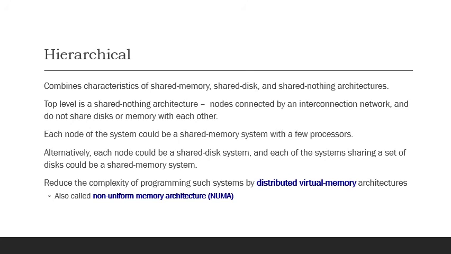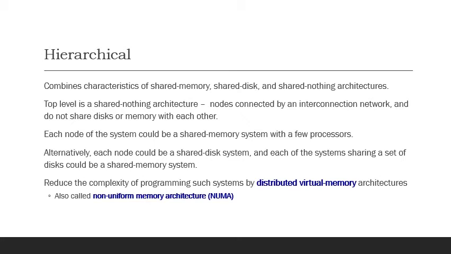Next, let's see the hierarchical structure. The hierarchical structure combines the characteristics of shared memory, shared disk, and shared nothing architectures. The top level is a shared nothing architecture. Nodes are connected by an interconnection network and do not share disk or memory with each other. Each node of the system could be a shared memory system with a few processors. Alternatively, each node could be a shared disk system, and each of the systems sharing a set of disks could be a shared memory system.